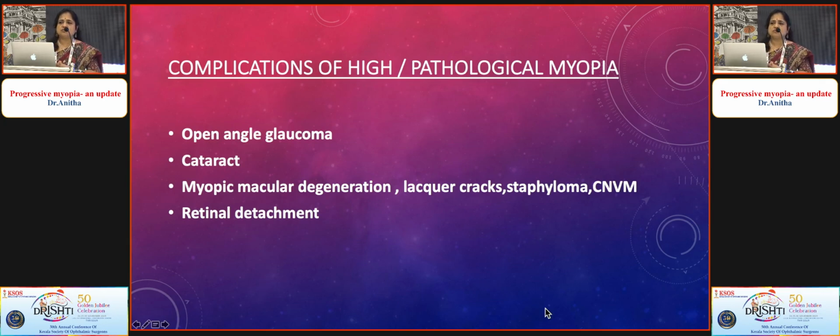So as we all know, why are we worried about progressive myopia? Because the higher the myopia, once it goes into pathological myopia, there are more risks. I just wrote very few. There are lots of risks, just like Dr.